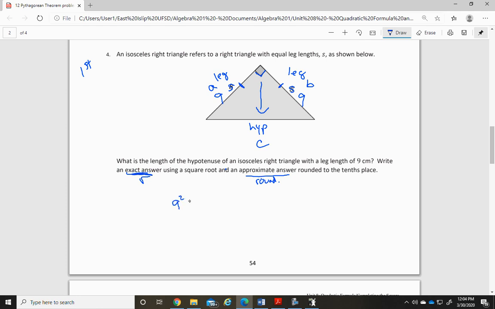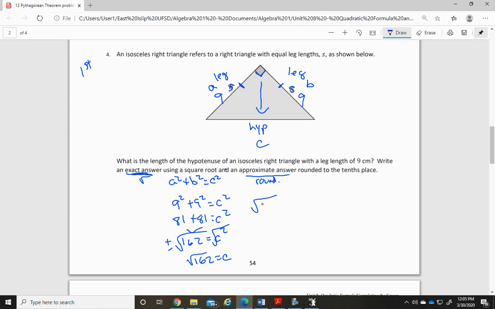So 9 squared plus 9 squared equals c squared, because we're using the Pythagorean theorem. That's the way that you pronounce it, Pythagorean theorem. 81 plus 81 equals c squared. When I add these, I get 162 is c squared. Square root both sides, plus or minus, but ignore the negative. Here's an exact answer. Could that exact answer maybe be simplified? Maybe it can. It didn't tell me to, so I guess I could leave it like that.